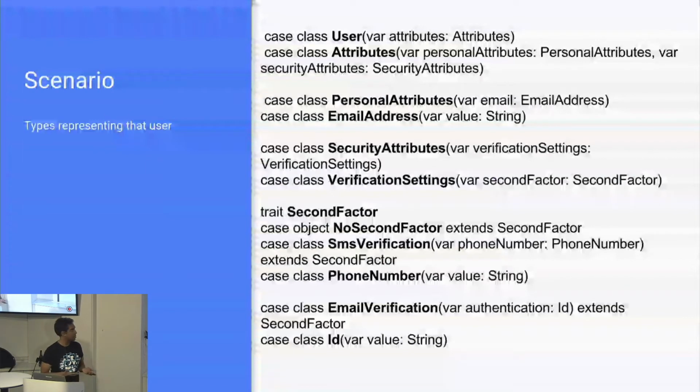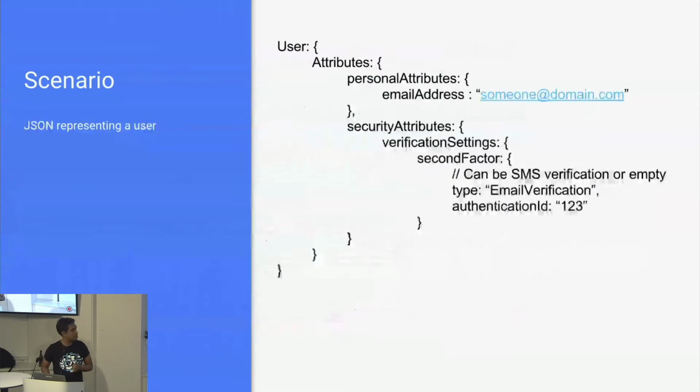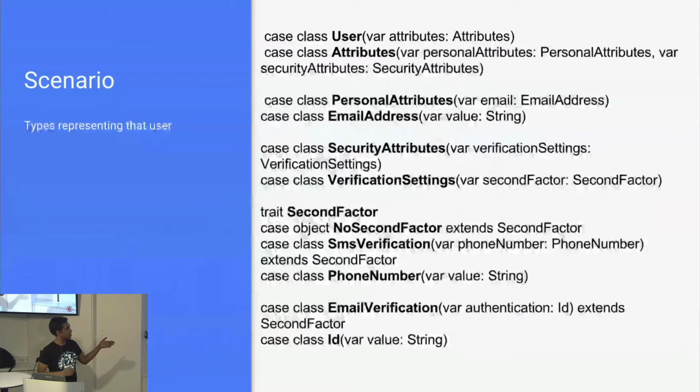And we could represent this in our Scala code with a bunch of case classes. We want to use types, obviously. So we have a type representing the user, a type representing the attributes. We have a case class wrapping the email type. And then we have a trait a little bit down the bottom there that's called second factor and has the types of things that could extend it. So you could have no second factor or SMS or phone numbers. So we could imagine translating this JSON into that list of case classes pretty easily.